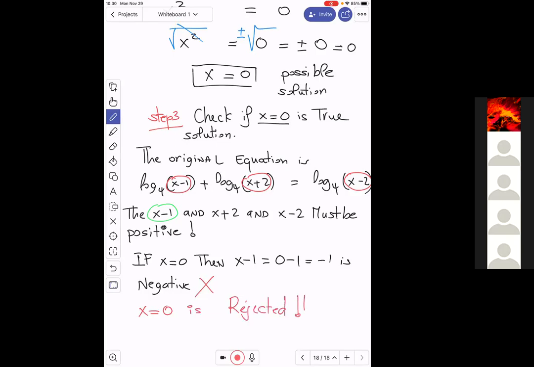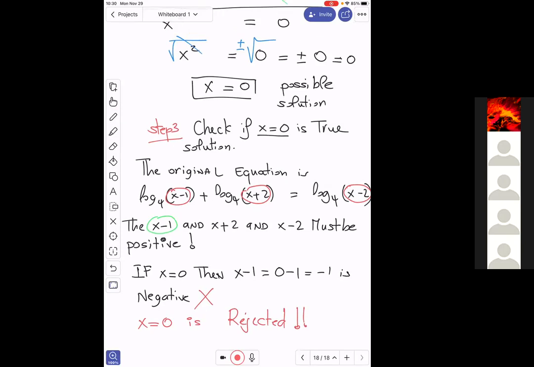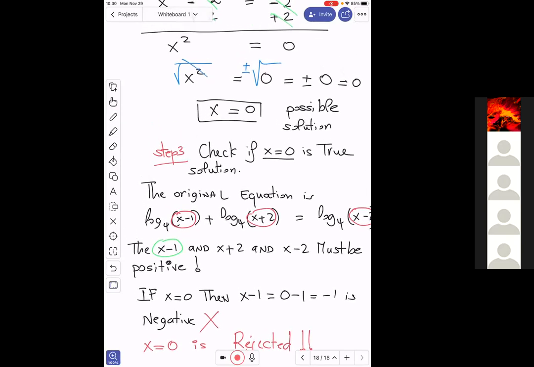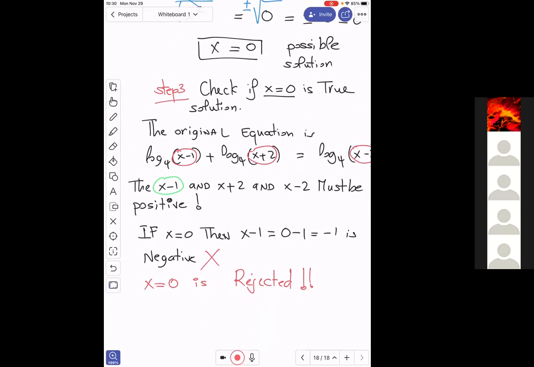I have a question. Yes, please. Can the inside of the log be equal to 1, or can't it be equal to 1? No, inside the log it can be equal to 1, of course. Log of 1 is always 0, actually. Log of 1 in any base is equal to 0.